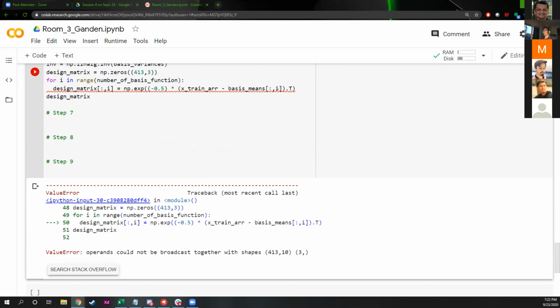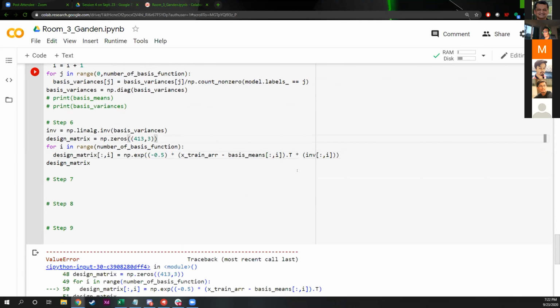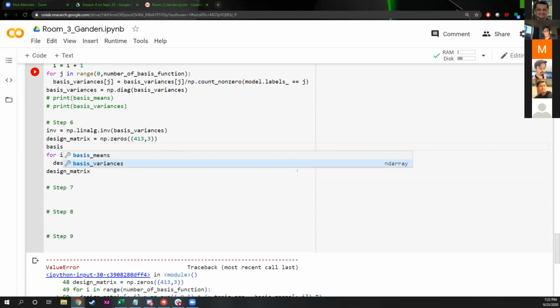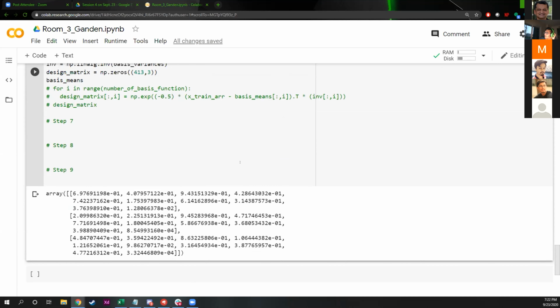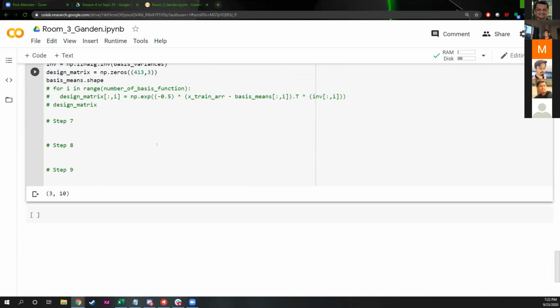See, it's not related to the multiplication. So it's probably related to these both, because it's related to basis underscore means and that I bracket thing. Yeah, print the values of basis underscore means. Print the shape. It's 10 by 3. 3 by 10, sorry. So we should inverse it, right?